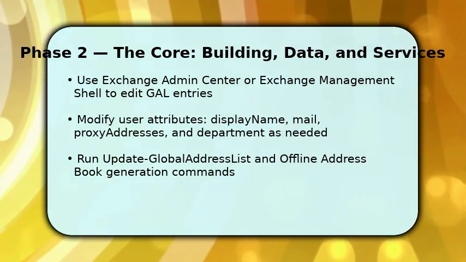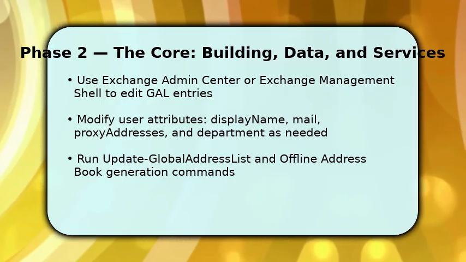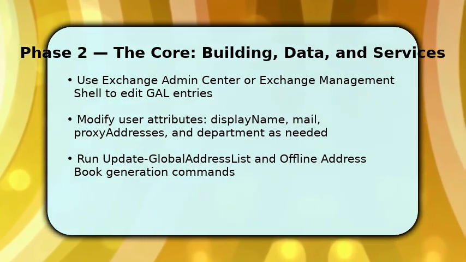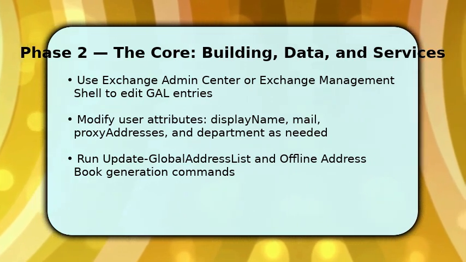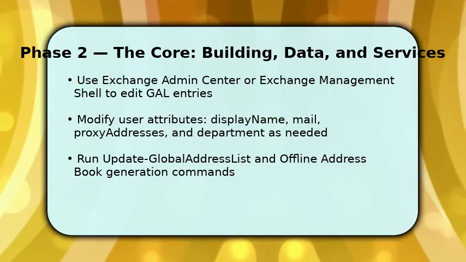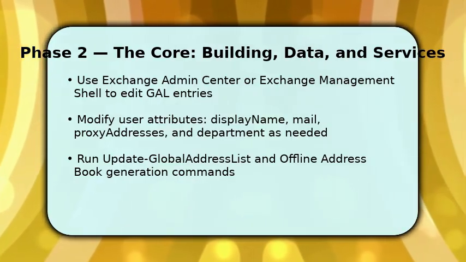After edits, run Update Global Address List, then regenerate the offline address book and incrementally rebuild it. This ensures clients receive the new snapshot. Make sure replication finishes across all domain controllers before you expect global visibility.